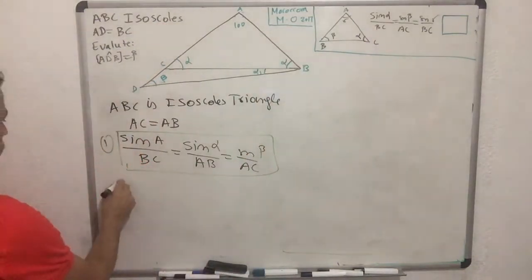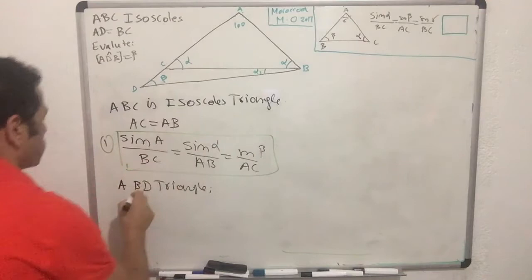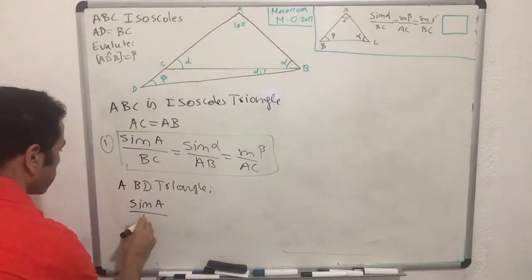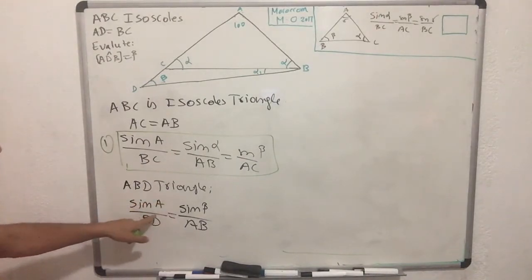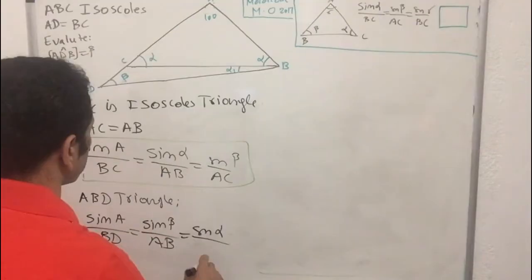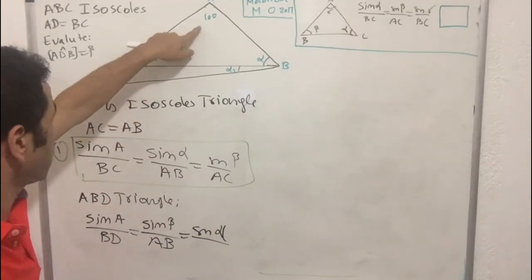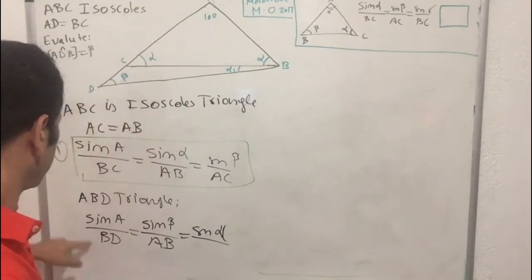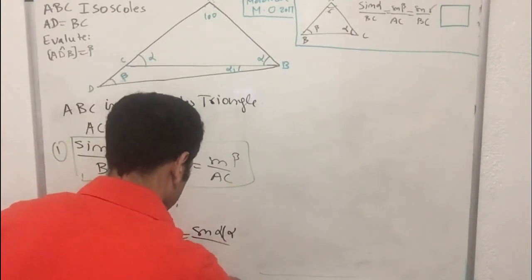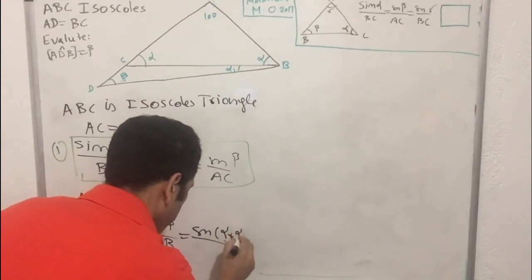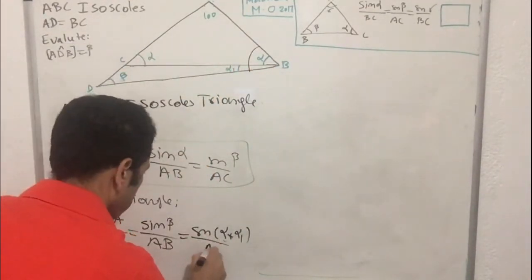We have the second triangle, ABD triangle. I'm applying the same formula, so that means sine A over BD equals sine beta over AB. Now in this triangle ABD, we have sine of the angle A over BD equal to sine beta over this distance AB, equal to sine of alpha plus alpha 1 over AD, okay?